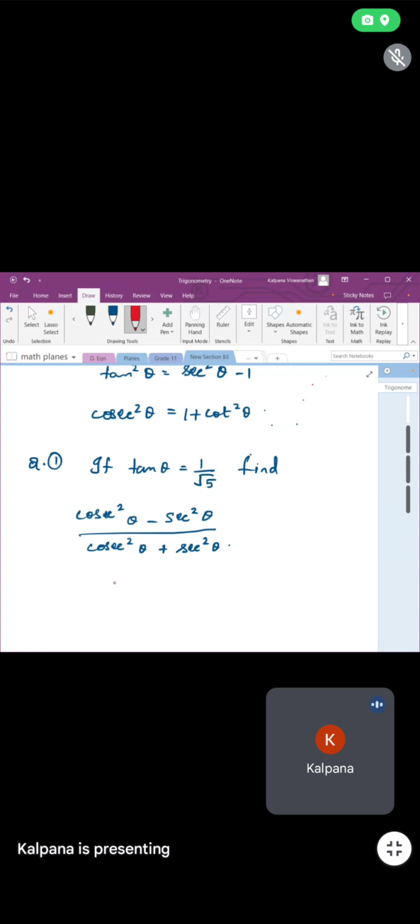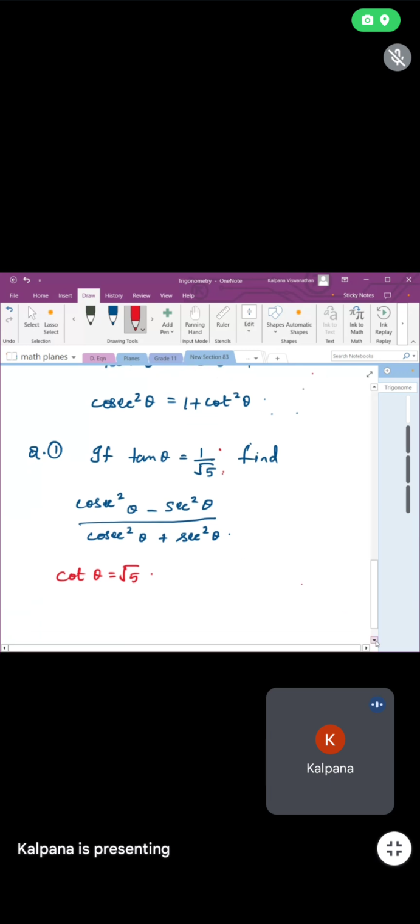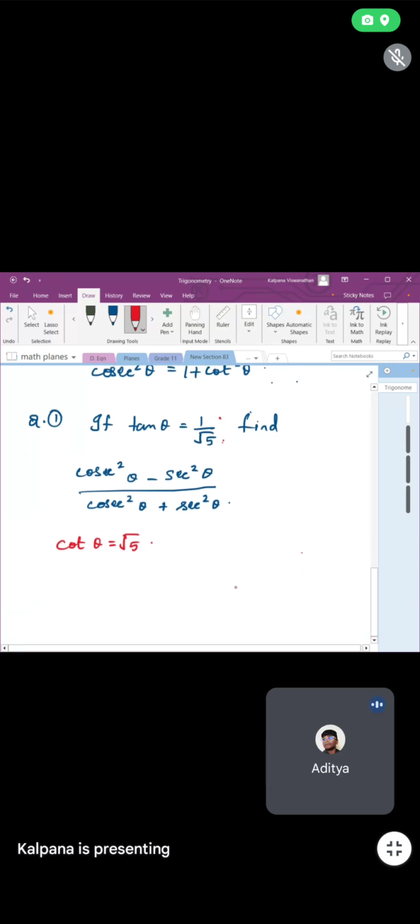How will you find cosec, cot and so on? Cot is 1 by tan. So what is cot theta first of all? Cot theta is equal to root 5. Very good. Tan theta is equal to sine theta by cos theta, so sine is 1 and cos is root 5. But we need to find cosec and secant.